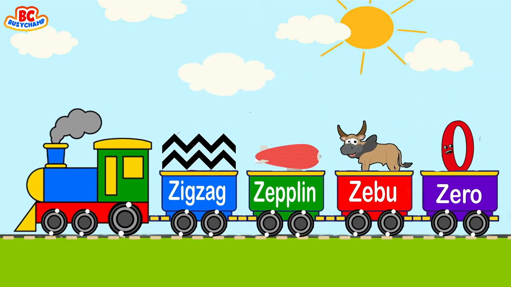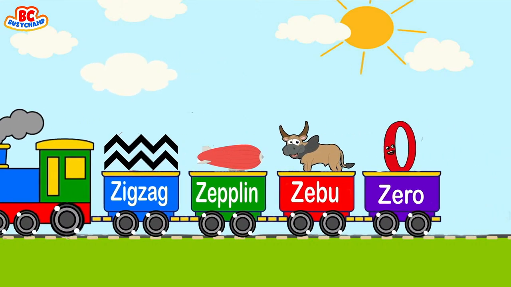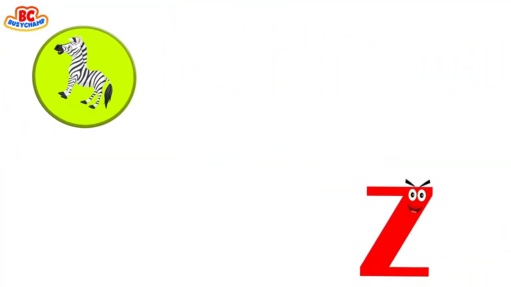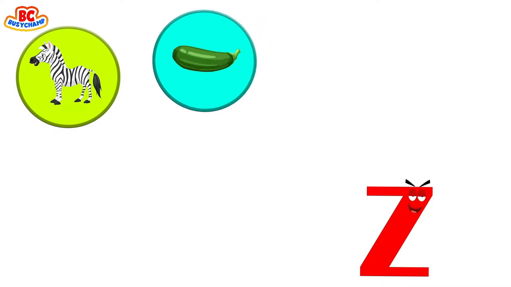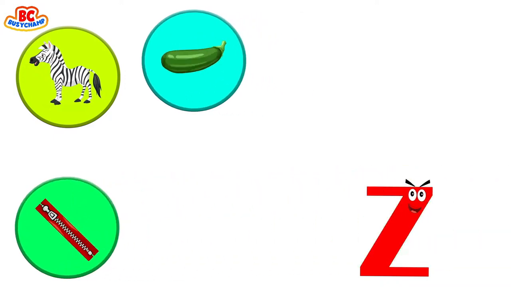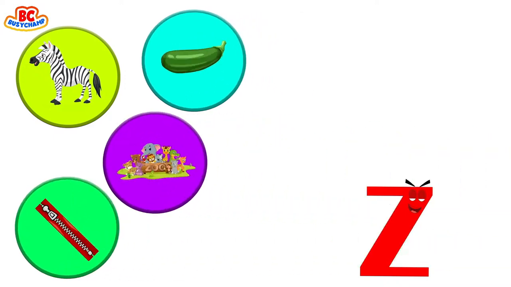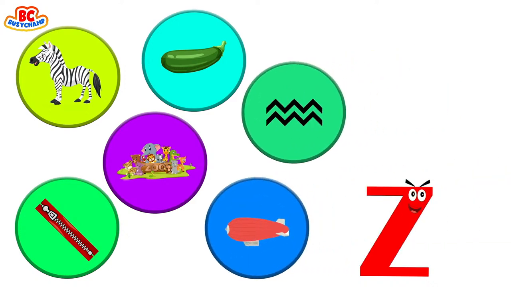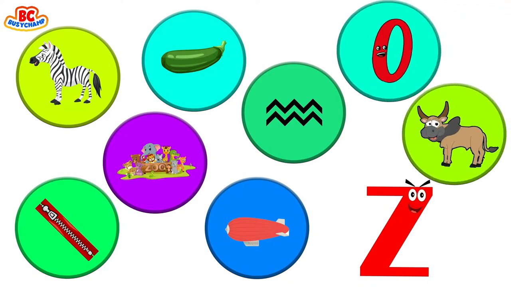Let's revise the words with the letter Z. Zigzag. Zeppelin, zebu, zero. Z. Zebra, zucchini, zip, zoo. Zigzag, zeppelin, zebu, zero.